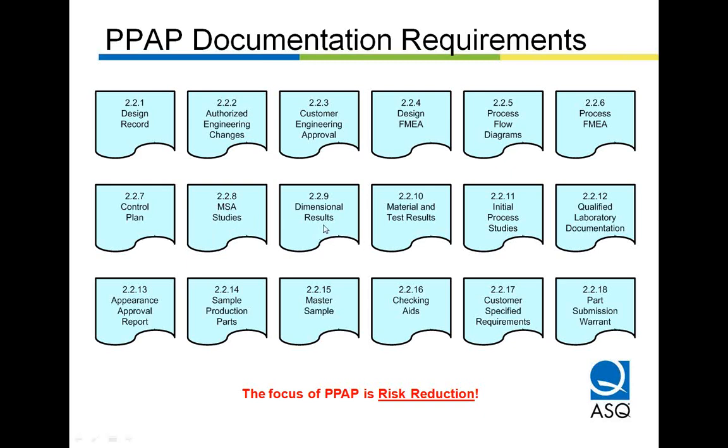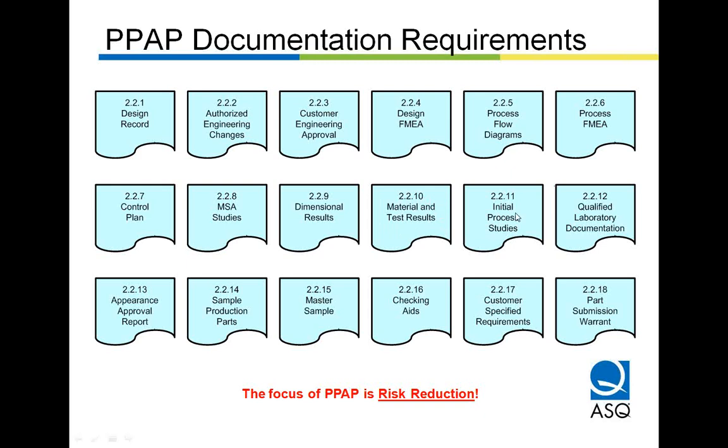The 9th element, the dimensional results. This is where we try to demonstrate conformance to requirements, that the results of our process conform with the requirements. Item number 10, the material and performance test results are also used to document conformance to requirements.